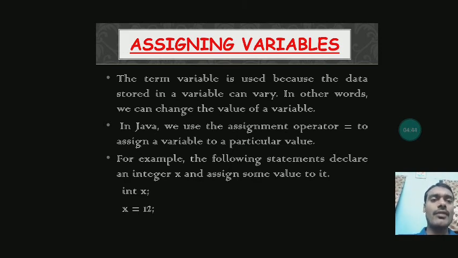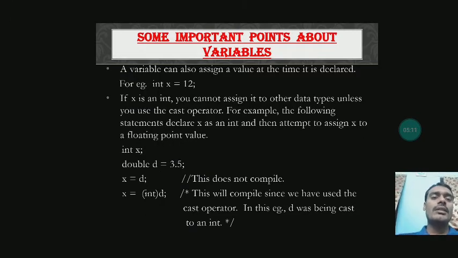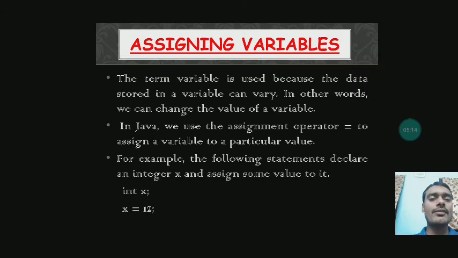For example, the following statements declare an integer x and assign some value to it. We can write int x, and in the second line, x equal to 12. So x is of integer data type and x stores the value 12. X contains the value 12. In this way, we can assign values to the variables.